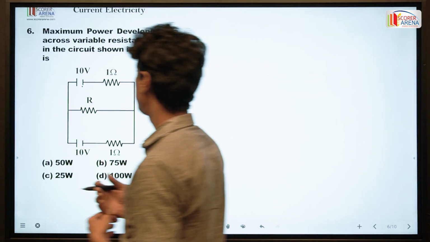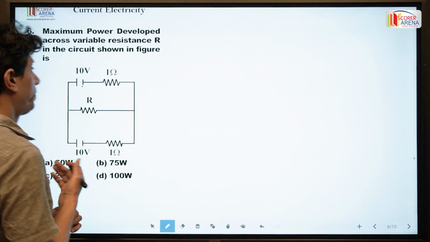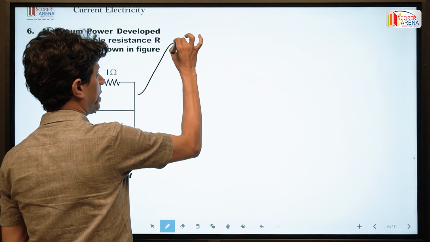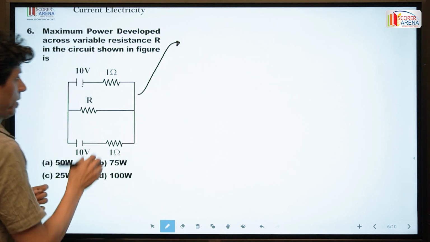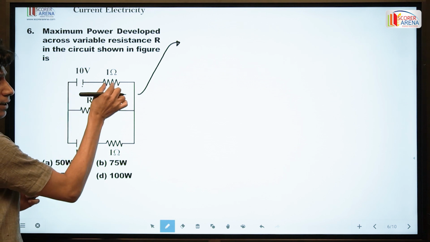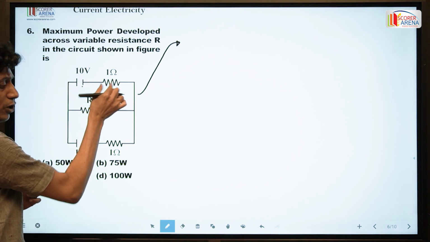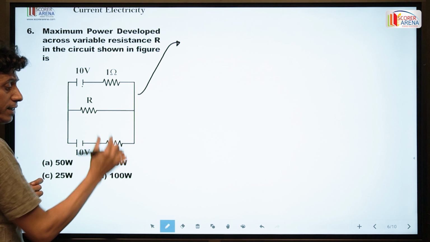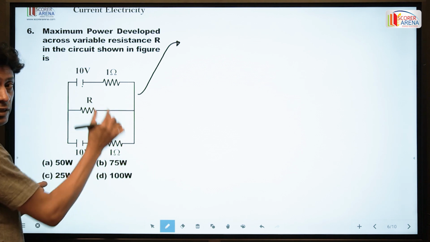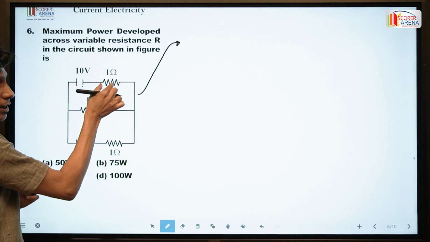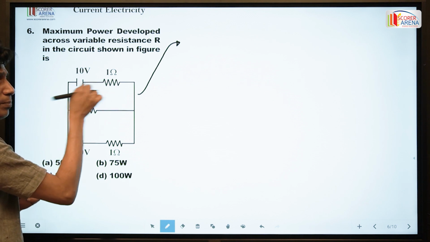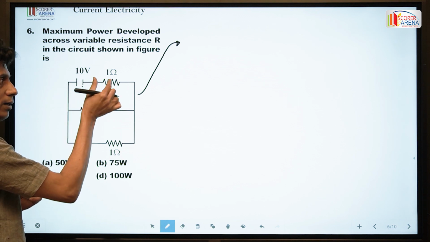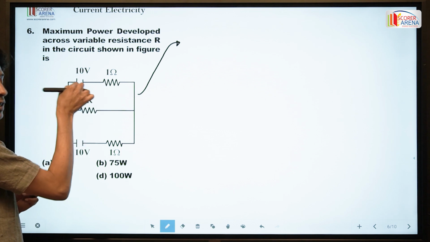Maximum power developed across the variable resistance R in the circuit in the figure is. This circuit can be redrawn. Here the cell is 10 volt and the internal resistance is 1 ohm. This resistance and this resistance can be considered as internal resistance, because whether it is outside the cell or inside the cell doesn't matter for the current, the power developed or the voltage drop. That will be equal whether the resistance is here or inside the cell.